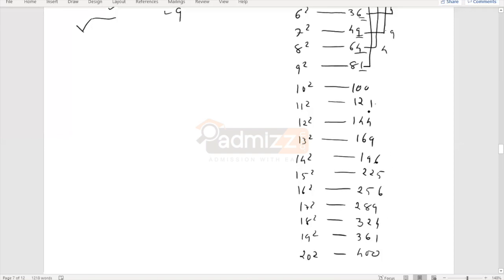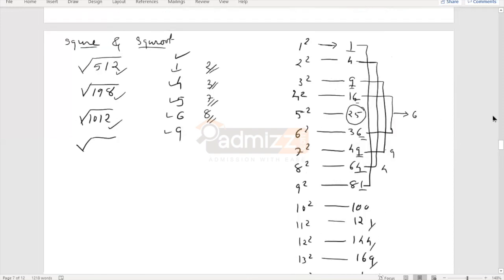You can see here the last digits are 1, 4, 9, 6 and 5. Again it repeats 6, 9, 4, 1. Here also 6, 9, 4, 1. Here also we have seen it in this way.